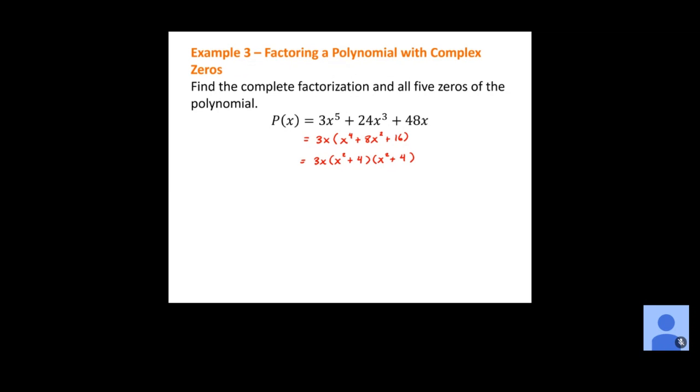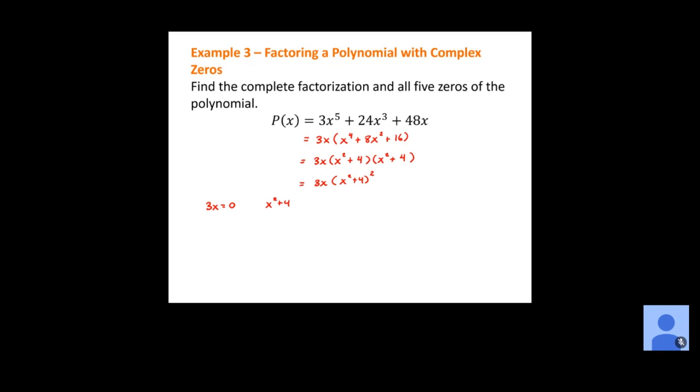Now, if you want to, we could rewrite that as 3x times (x squared plus 4) all squared, since we have that x squared plus 4 factor twice. Now I can set each one of my factors equal to 0 to find the actual zeros of this polynomial. Well, 3x is one of our factors, so I'm going to say 3x equals 0. My other factor is x squared plus 4, and I only need to use it once, because solving it twice would just give me the same values multiple times.